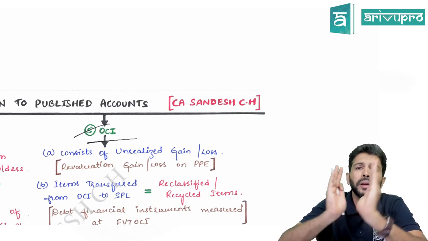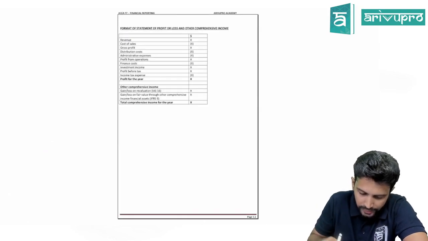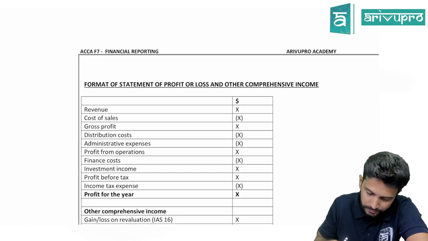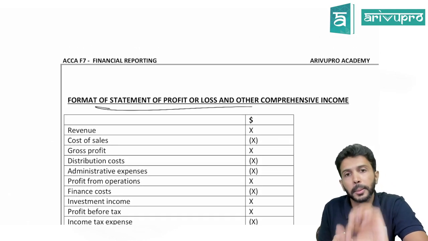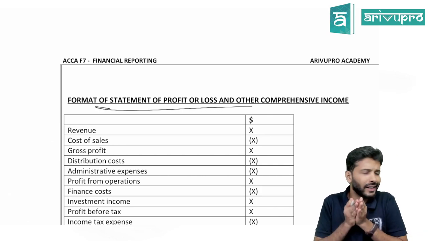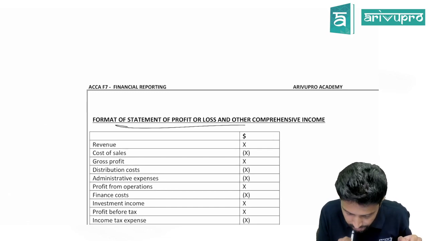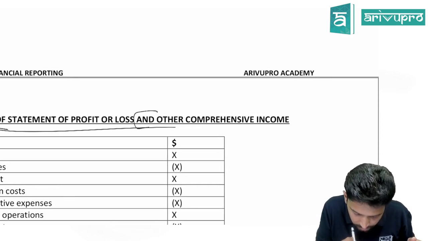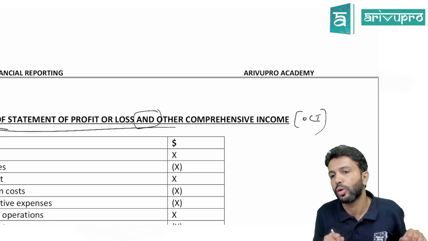As I told you, P&L will have two sections now. Maybe what I'll do is show you the format of P&L so that you'll get a little more comfortable, and then we'll explain the OCI component. We saw the format of the balance sheet. Same way, I'm showing you the format of P&L. I told you P&L has two sections. Hence, look at the heading. What is the heading? Statement of profit or loss and other comprehensive income, or OCI.